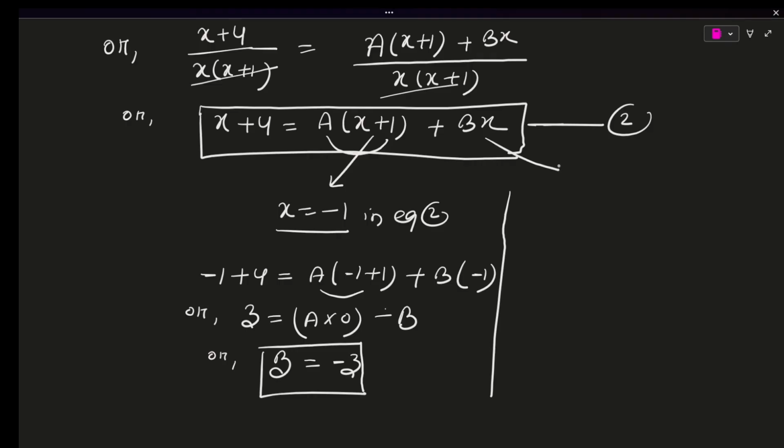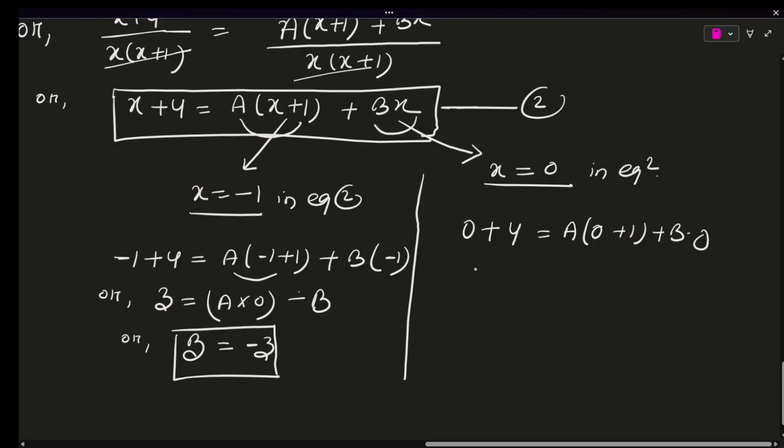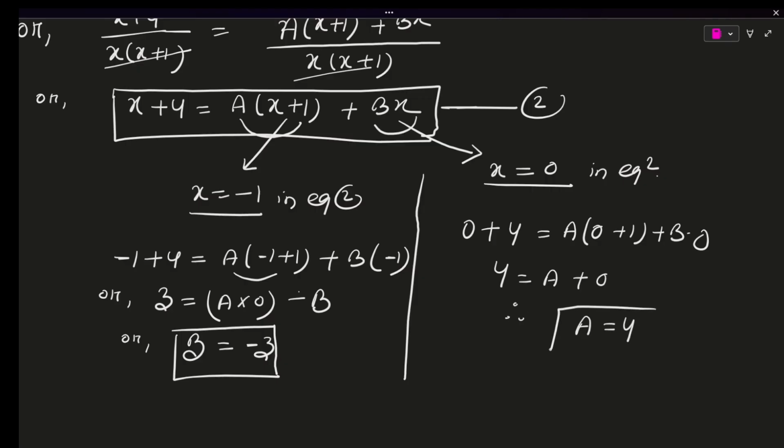Now if we take the value of x equals 0 in equation 2, you can see that this whole b term will be 0 and we will get the value of a. So we will put x equals 0 in equation 2. So we will get 0 plus 4 equals a into 0 plus 1 plus b into 0. So 4 equals a plus 0. Now we got a equals 4.